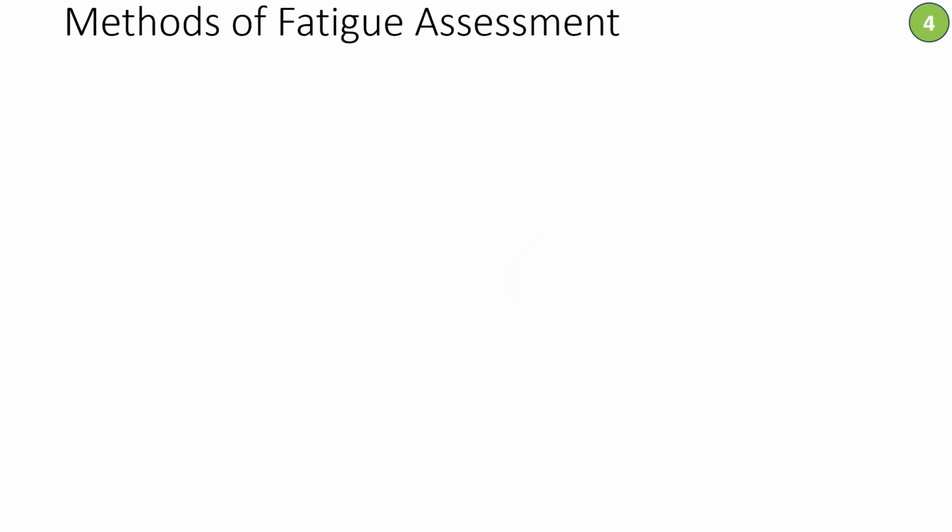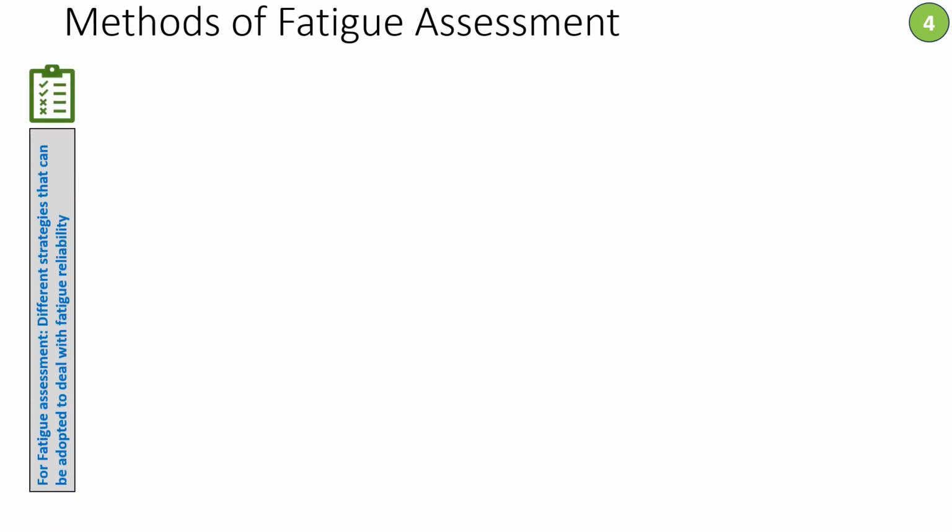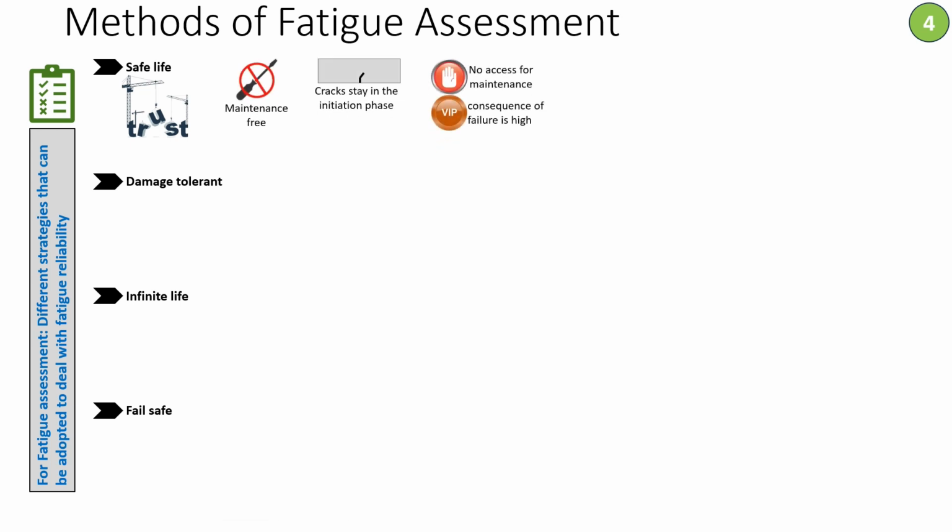Okay, methods of fatigue assessment. The method of fatigue assessment defines how much reliability you have in the performance of the structure. There are four types of fatigue assessment. First one is safe life, and basically this is sort of build and forget. You build the structure, it's maintenance free, and cracks stay in the initiation phase and don't propagate. This method is valid if your structure has no access for regular maintenance, or your structure is very important and the consequences of failure are pretty high.